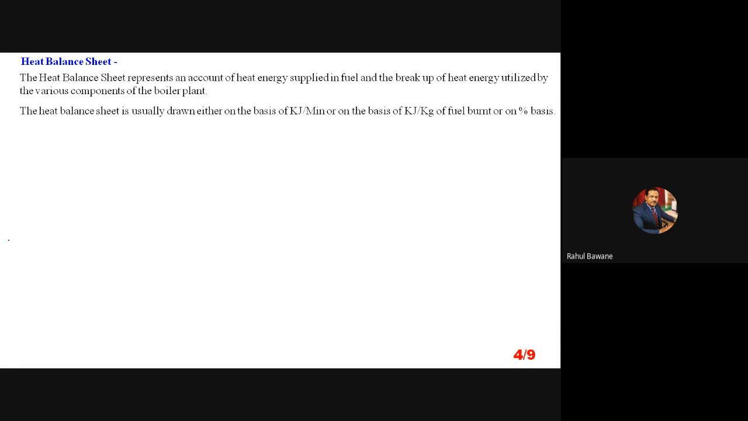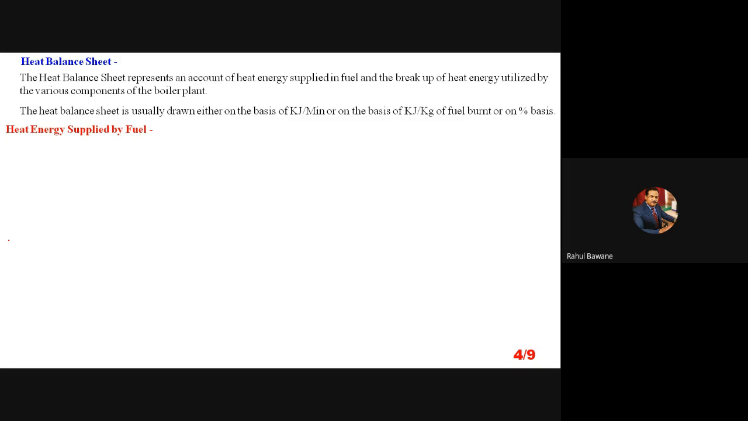The heat balance sheet is usually drawn either on the basis of kilojoule per minute, or kilojoule per kg of fuel burnt, or on percentage basis. So many times in numericals it is said to draw the heat balance sheet on kilojoule per minute basis, so all your heat units should be in kilojoule per minute. Many times it is asked to draw it on kilojoule per kg of fuel, so every calculation we have to convert into kilojoule per kg of fuel. Or it is asked on percentage basis, so every utilization part we have to convert into percentage.